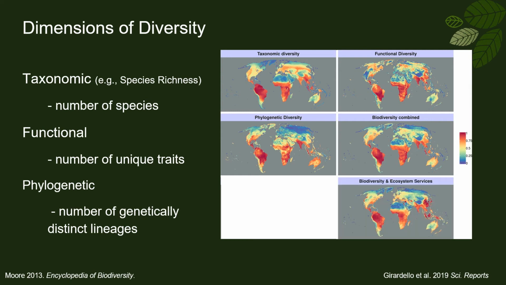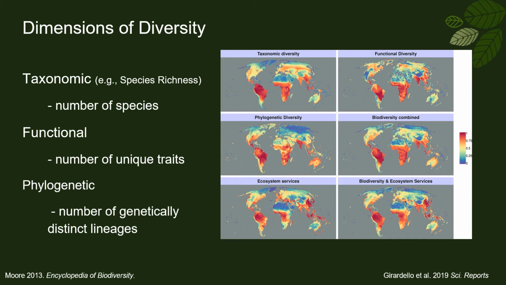There's also another important aspect to consider when determining conservation priorities, which is ecosystem services. The intersection of priorities between biodiversity and ecosystem services is important to consider when making conservation decisions.